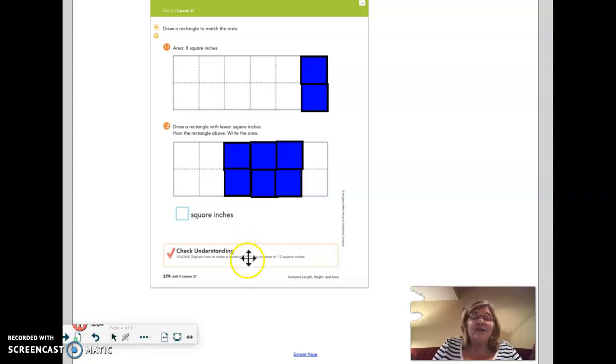All right, friends, check for understanding. It says, explain how to make a rectangle that has an area of 12 square inches. So see if you can tell a learning partner in your home when they are free how you could make a rectangle out of 12 square inches.